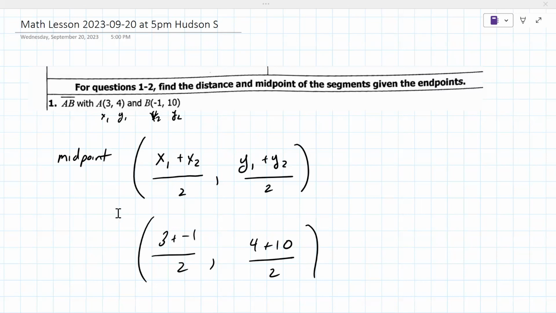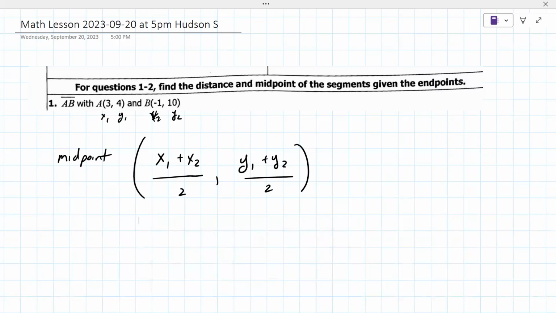Okay, I'm going to get rid of that. All right, if you could calculate the midpoint for us. Okay.